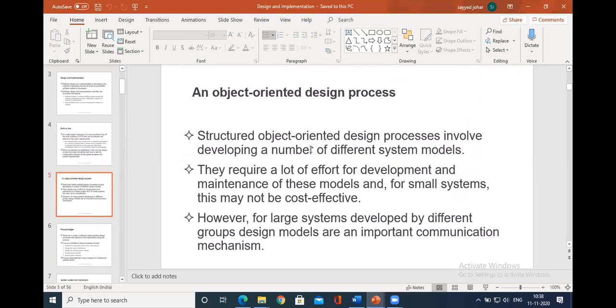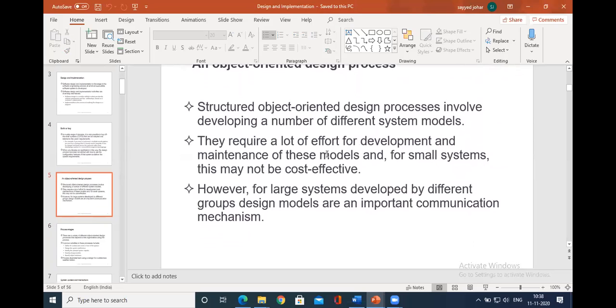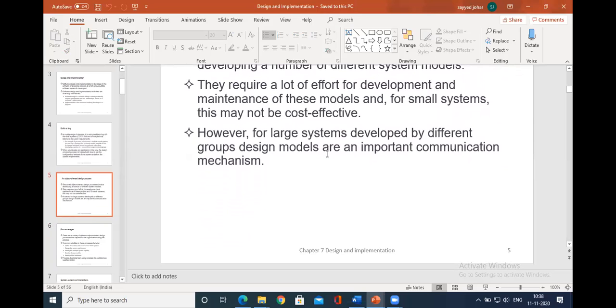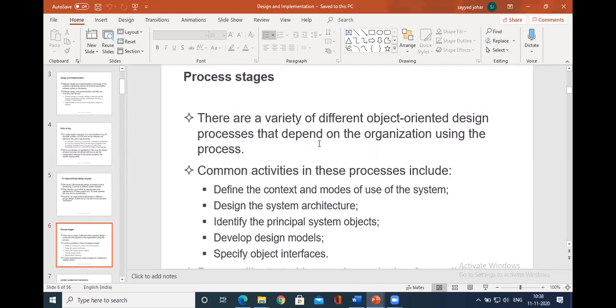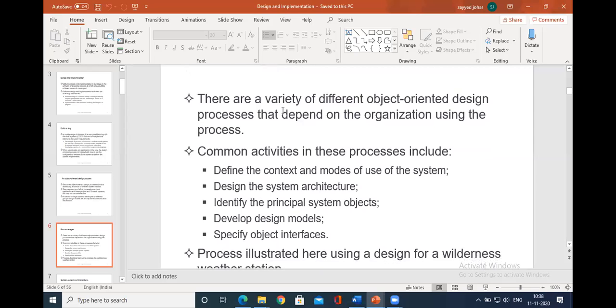So what is the object oriented design process? In the case of the object oriented design process, we have many concepts. That is, we have the concept of class, objects, attributes, associations, class diagrams, all those things. There are many process stages. In fact, this is not part of the syllabus. I'm just going to help you understand what object oriented design using UML is.